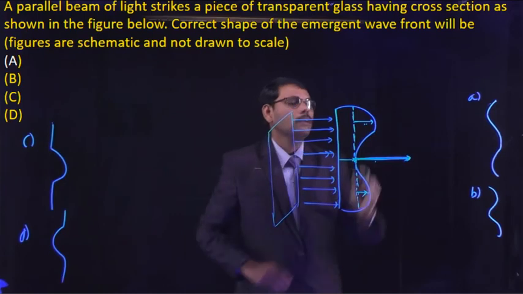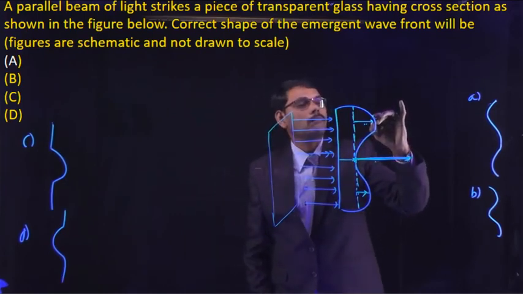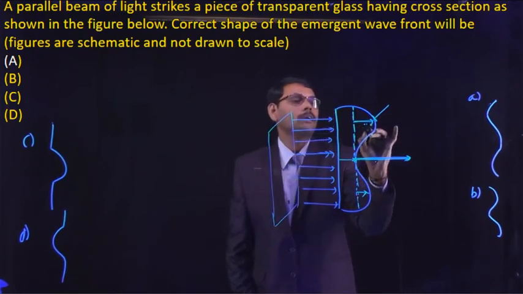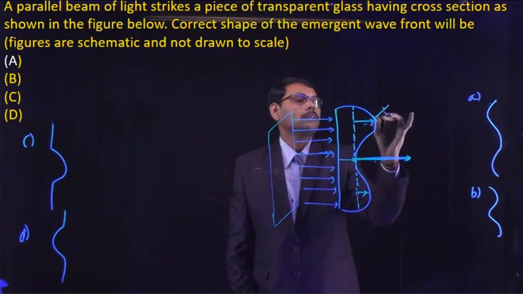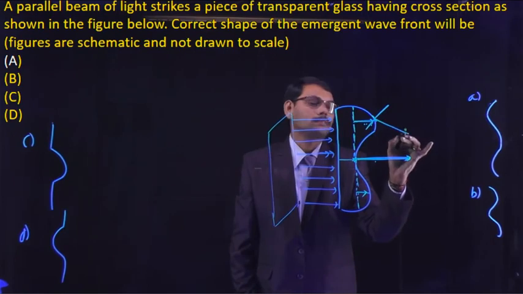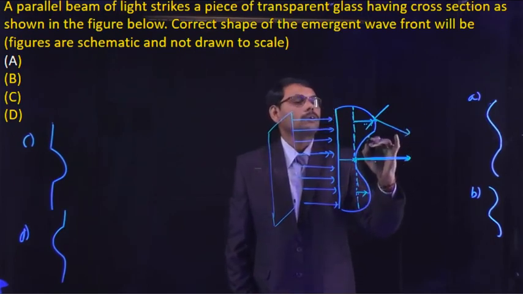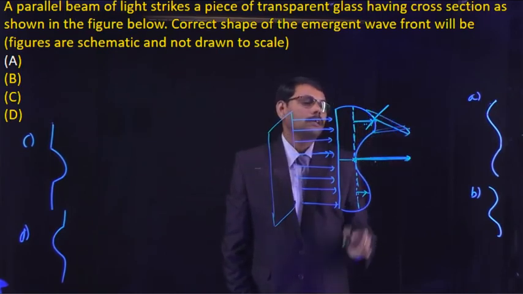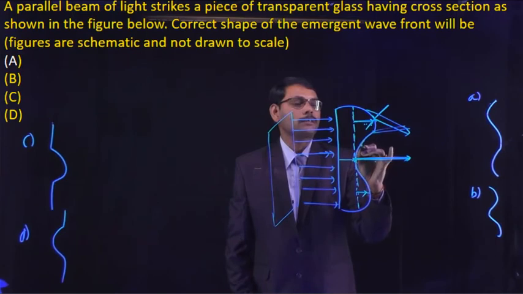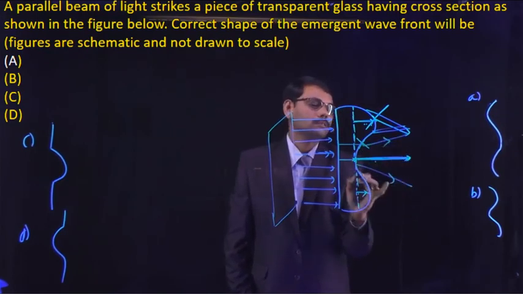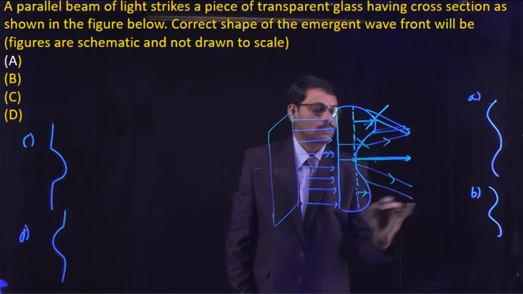Moreover, when you draw the tangent and the normal at this point, the light emerging from glass to air medium moves away from the normal, so it bends like this. Here also the light bends like this. When you consider the tangent and normal here, light comes out away from the normal. So light here travels like this, but light at this point travels like this.